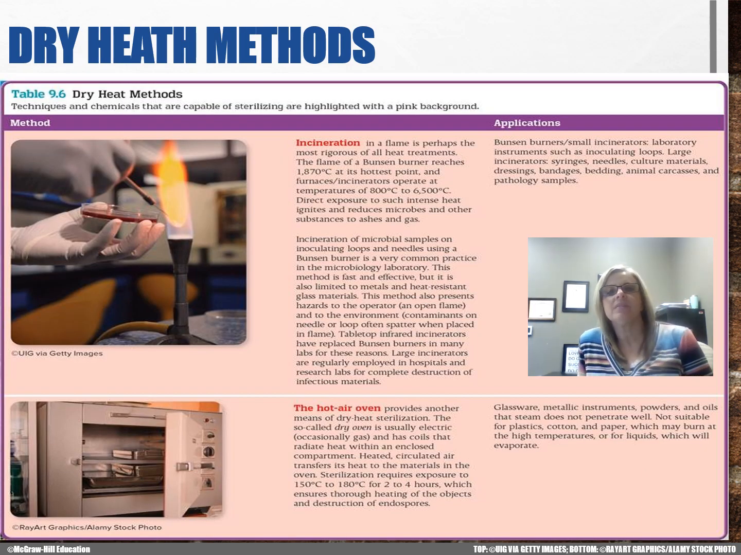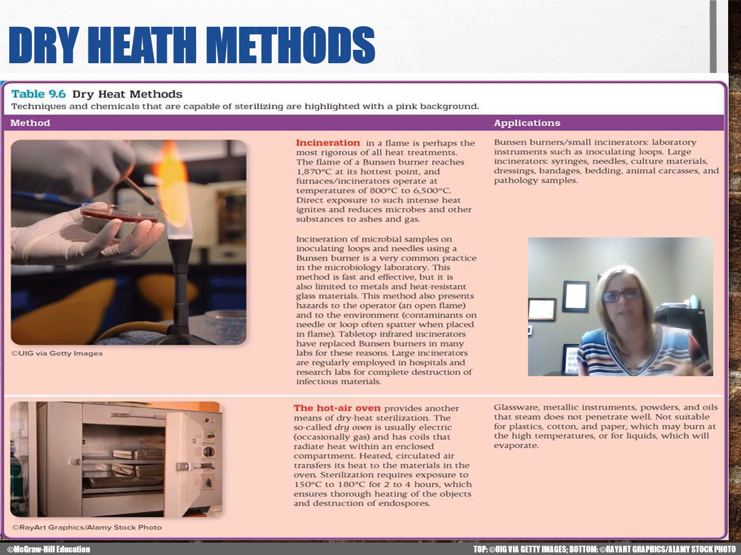Dry heat is not as widely used as moist heat, but it is still important. We have two methods. We have incineration, and this is what we do with our Bunsen burner, which you're doing in your simulations and we do in the lab. The temperatures reach up to 1,870 degrees Celsius at the hottest portion of the flame, which is the tip. It's going to reduce a microbe to ash. It is fast and effective, but the limiting factor is it has to be done with metal or heat-resistant glass material.